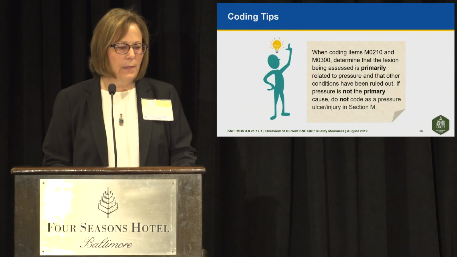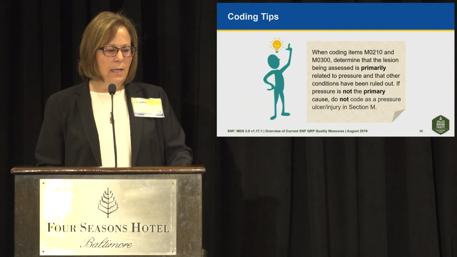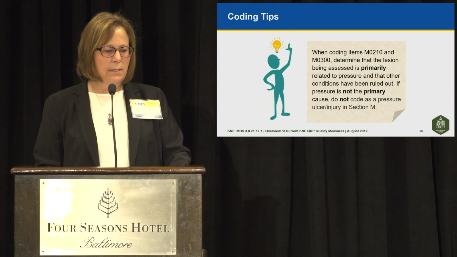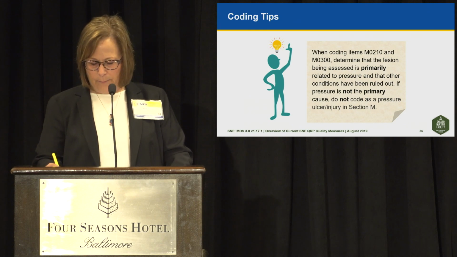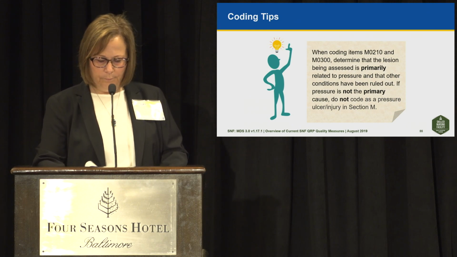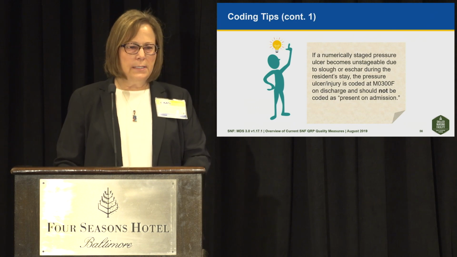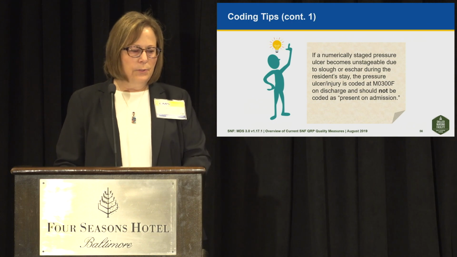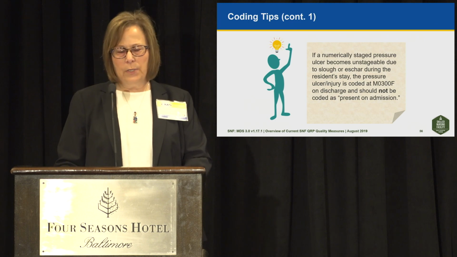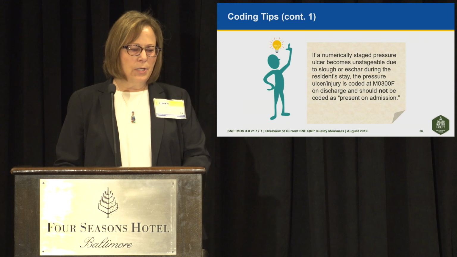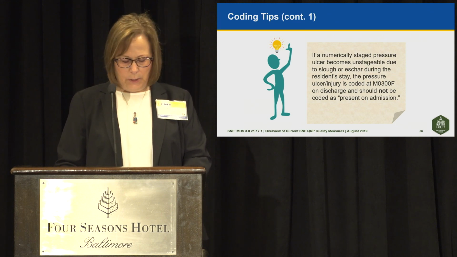Another coding tip. When coding M0210 and M0300, determine that the lesion being assessed is primarily related to pressure and that other conditions have been ruled out. If pressure is not the primary cause, do not code pressure ulcer injury in Section M. And another coding tip, if a numerically staged pressure ulcer becomes unstageable due to slough or eschar during the resident's stay, the pressure ulcer injury is coded at M0300F on discharge and should not be coded as present on admission.